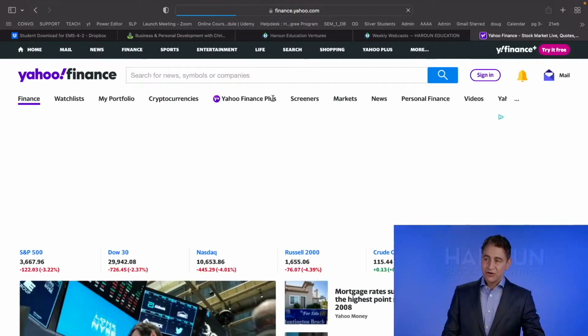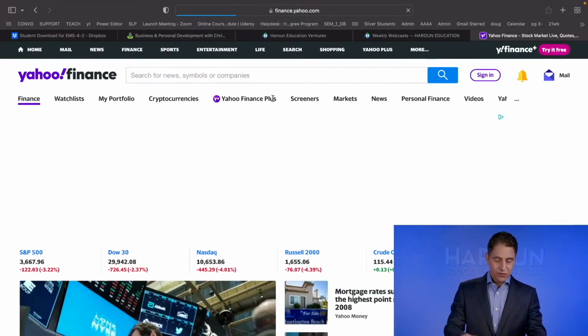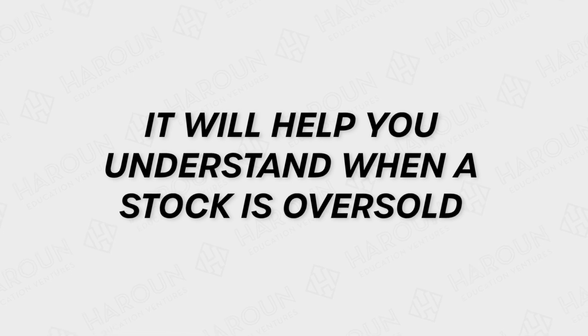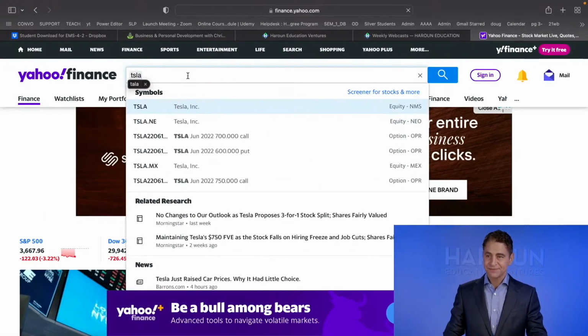So after you do your research on fundamentals and valuation, and you complete the investment write-ups I provide you with in the MBA program, what you can do is look at technical analysis. And what technical analysis will do is help you understand when a stock is oversold. Okay, so let me go to Tesla, I guess.